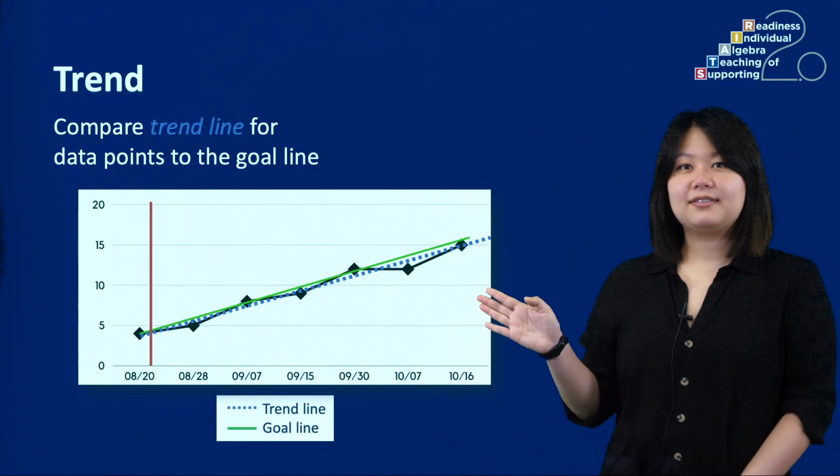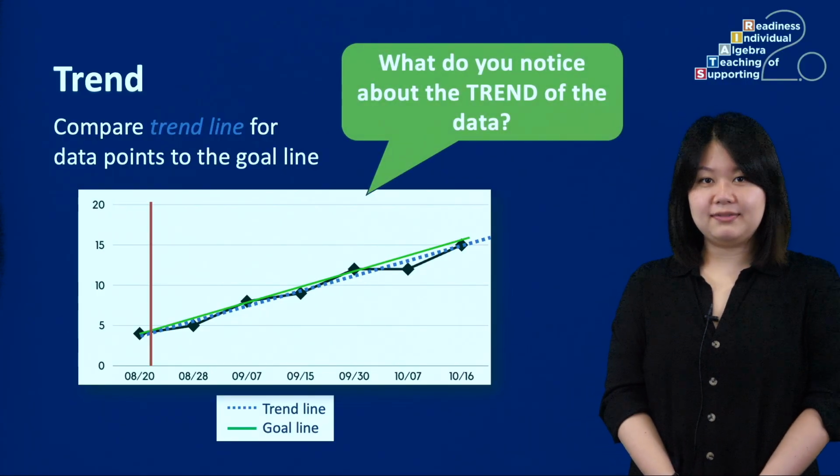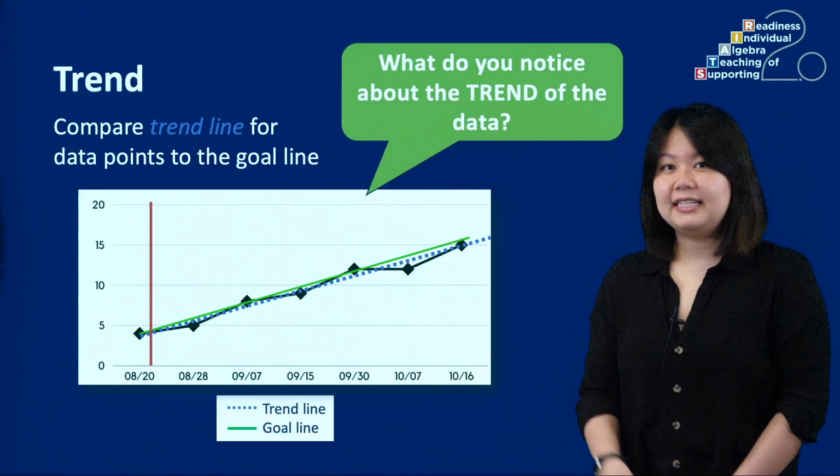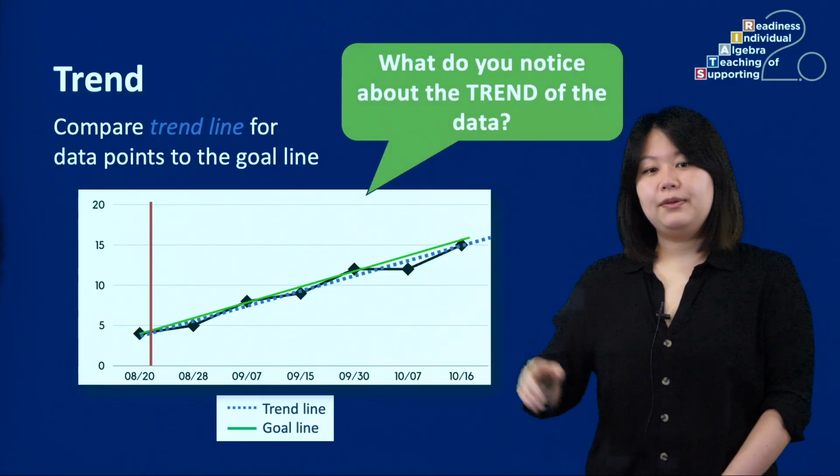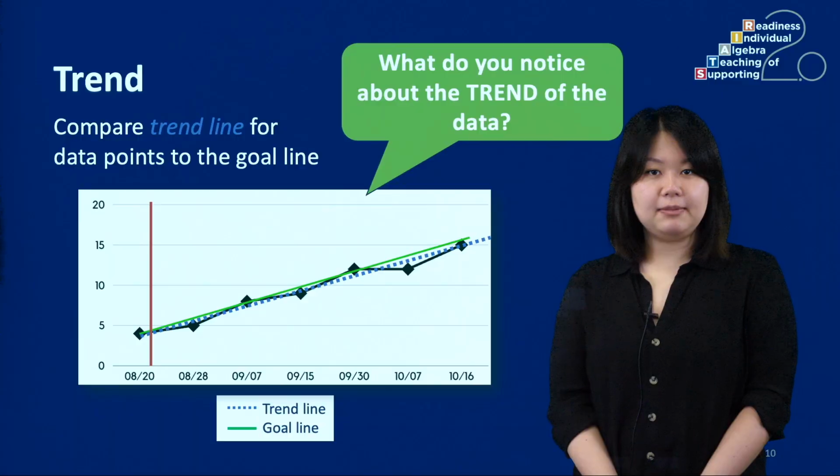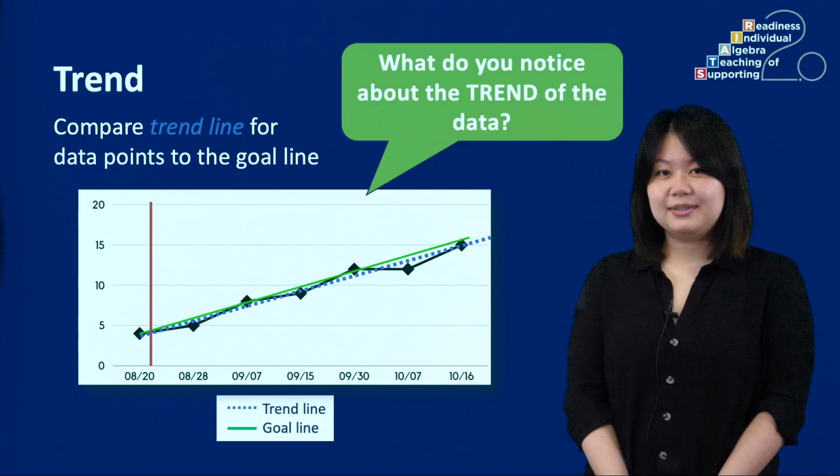So here in this graph, what do you notice about the trend of the data? You should see that the trend line is pretty even with the goal line. And when you see that, the decision is to keep as is because what you're doing is working.